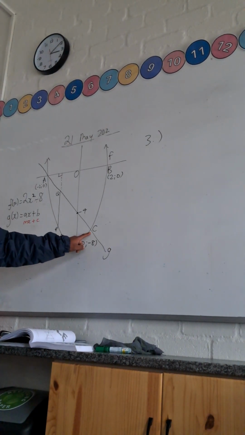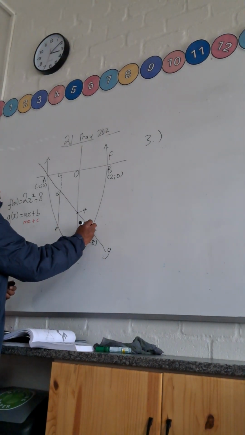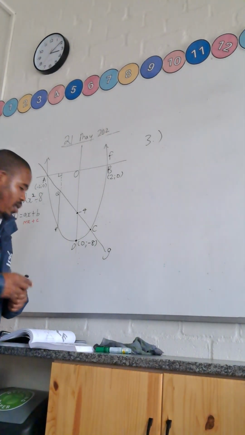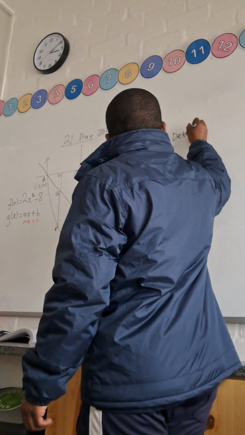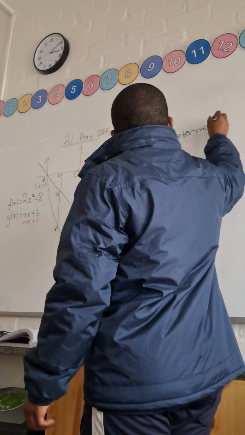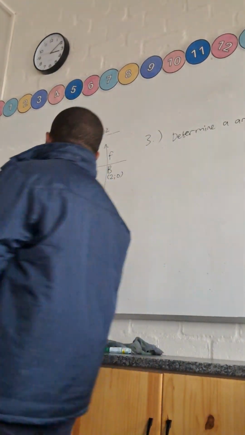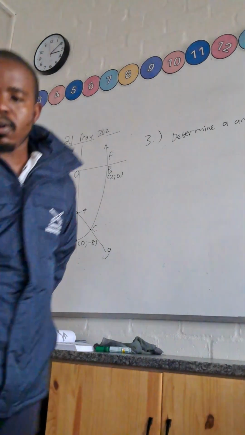C is the intercept, the point of intersection. Wait, did I jump? Sorry, I jumped. There's a question before that. Determine A and B. Let's determine A and B first. In other words, let's find the equation of a straight line first before we start working out what C is. Sorry, that's supposed to come first. I apologize for that.